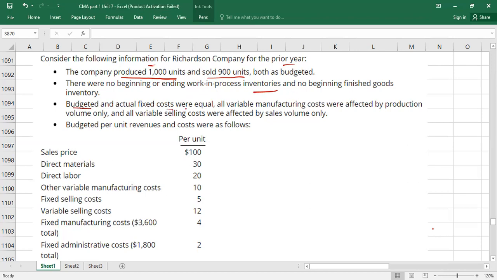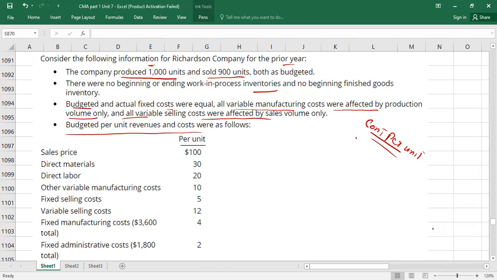Budgeted and actual fixed costs were equal. All variable manufacturing costs were affected by production volume only, like obviously these are the definition of variable cost. All variable selling costs were affected by the sales volume only. It's the definition for variable selling cost, which will be affected by units sold. Budgeted per unit revenues and cost were as follows. So here we have a given, because simply what I need to calculate first is contribution per unit.